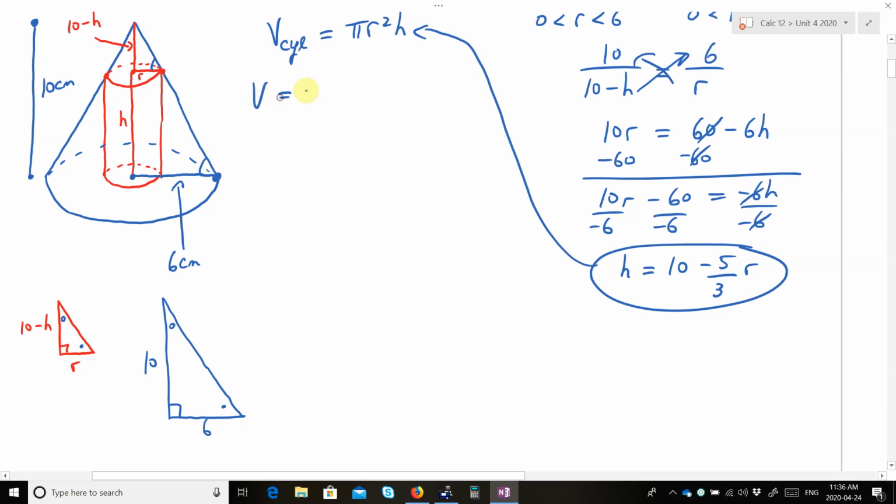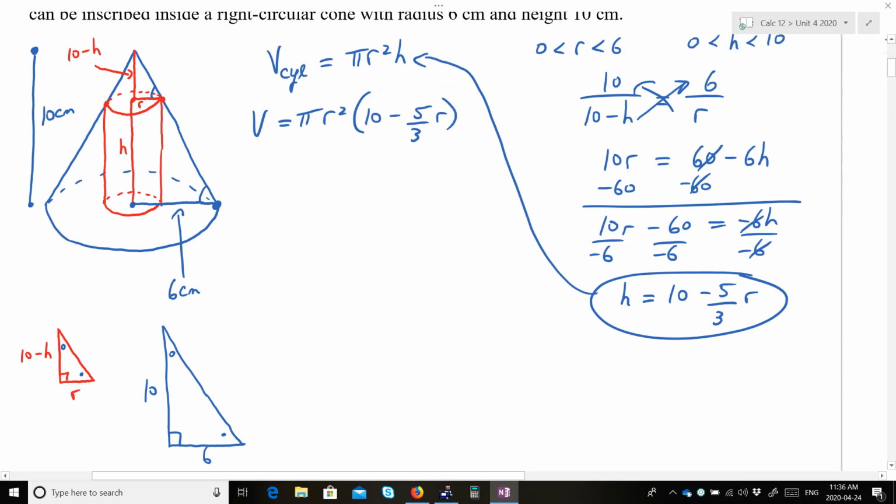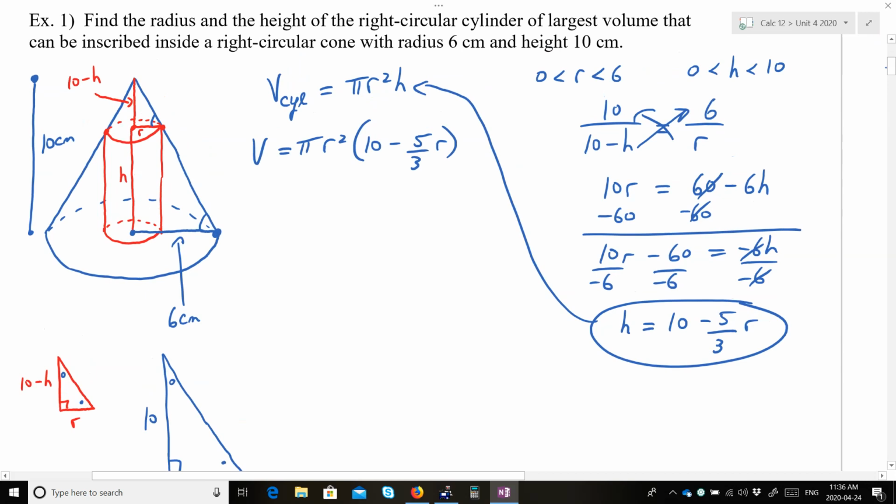Okay, so our volume function is pi times r squared times 10 minus 5 over 3r. Okay, and we want to find the maximum volumes. We want to find the extreme values of this function, and the extreme values occur either at the endpoints, we're going to do those r endpoints because our function is in terms of r, or at the critical points. So we have to find the critical points of this.